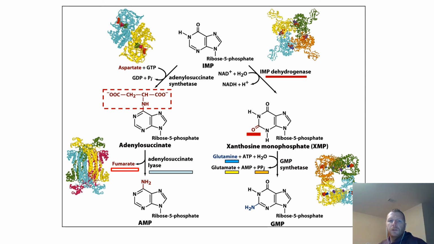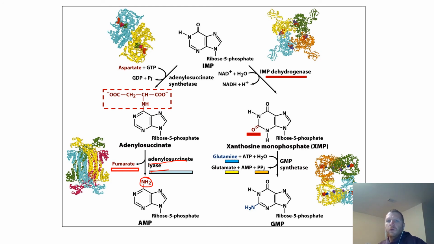We're going to release our fumarate, again using a lyase enzyme, but this is adenylosuccinate lyase. Whenever we do that, all that we're left with is that single NH2 on the top of our six-membered ring. Okay, we'll use that IMP as our foundation for making GMP.